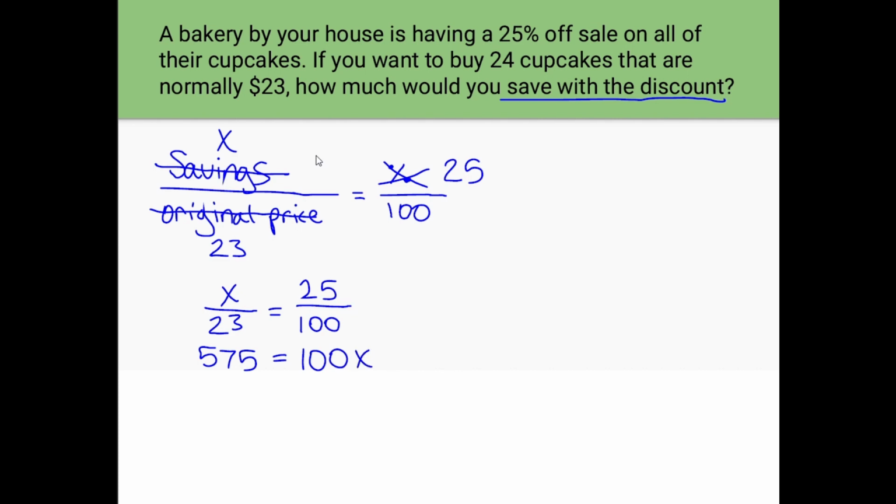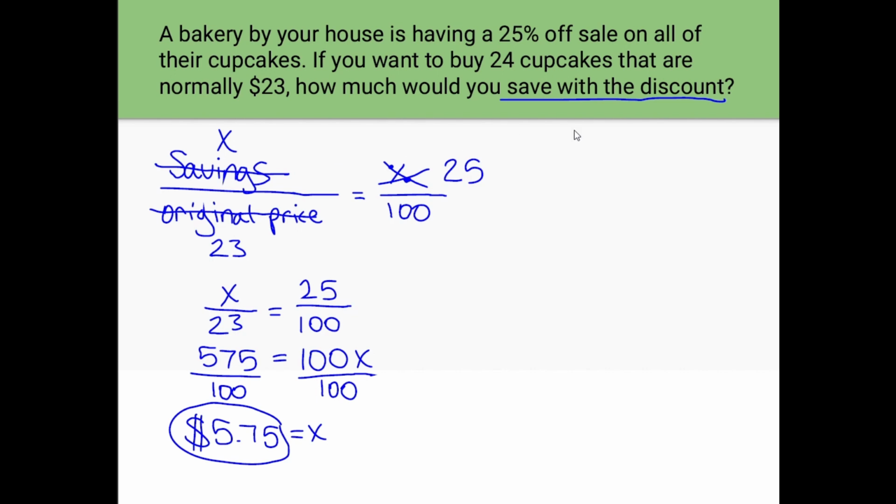And I need to get x by itself. So I got to undo that times 100. I got to divide by 100 on both sides. So I'm going to get 5.75 equals x, but hold up, I'm talking about how much we are saving. So I'm going to put a dollar sign because we're talking about some money here.